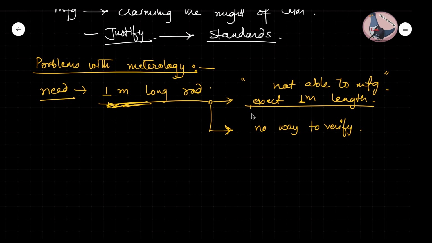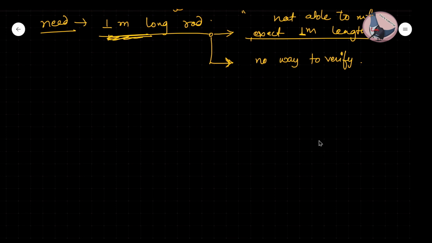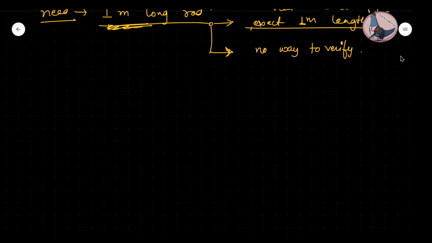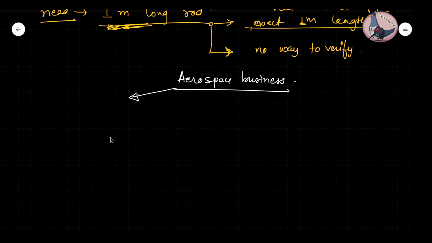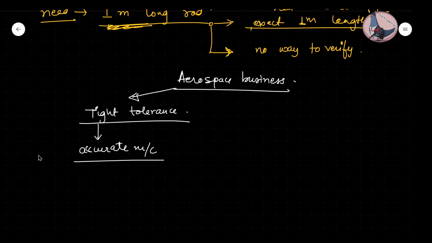So then there is a tug of war between manufacturers and the users. Now we have to buy a machine. Suppose you are in the aerospace business, and all the components you make have very tight tolerance. Now to qualify these tight tolerances, you need a very accurate machine. This is your need again. This accurate machine, you cannot make it. You will try to buy it from the market.